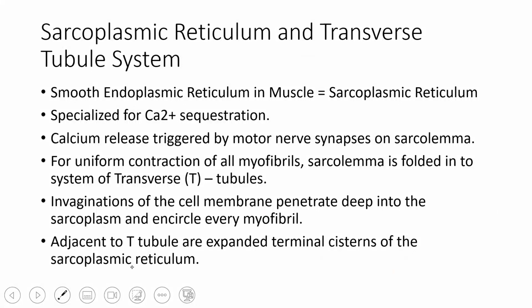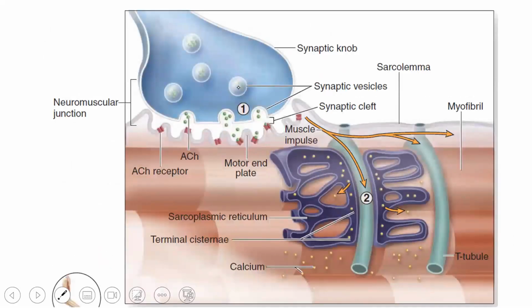And then when we come to the sarcoplasmic reticulum, it is organized with the transverse tubular system. Okay, so we will look at a picture. So, yeah, this is the T-tubule system. Right? So this is the plasma membrane or the sarcolemma, right?